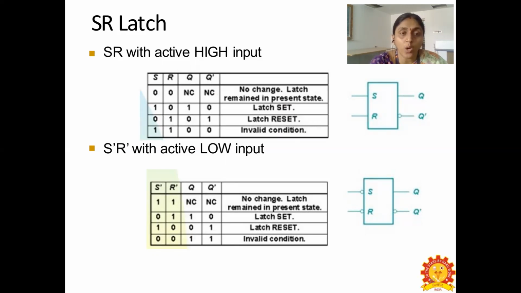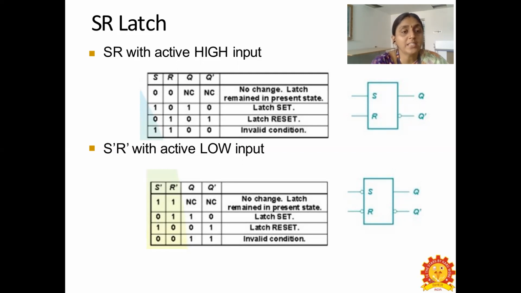And when S is 1 and R is 0, the latch is in the set condition. So Q value will be 1 and Q dash is 0. And next is the reset condition in the latch, that is S is 0 and R is 1, where Q value is 0 and Q dash is 1. And when S and R values are 1, this shows the invalid condition.